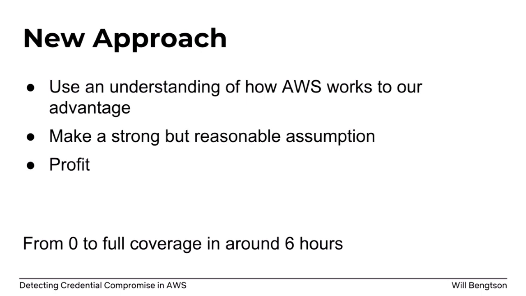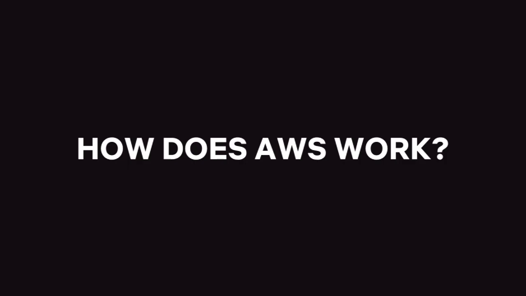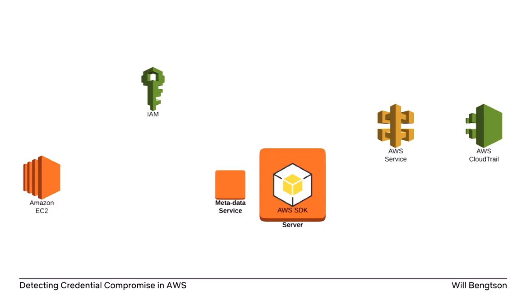And not only in real time can you do this, but also historically, over old CloudTrail data. If you're just interested in understanding, have we had a misused credential in the past, you can run this over past data as well. So first, how does AWS work?